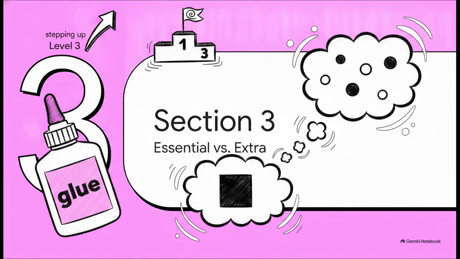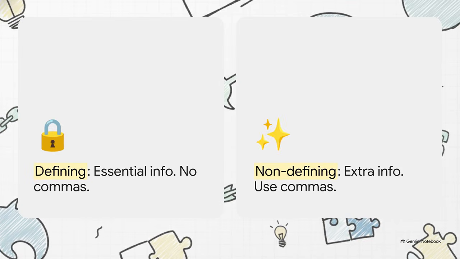Which brings us to Section 3, essential versus extra information. Now that we have our glue sorted out, let's step up to Level 3. This is where we add some true nuance to our writing by determining how critical our extra details actually are. You see, there are two totally different types of relative clauses. First, we have defining or restrictive clauses. These provide absolutely essential information about the noun.